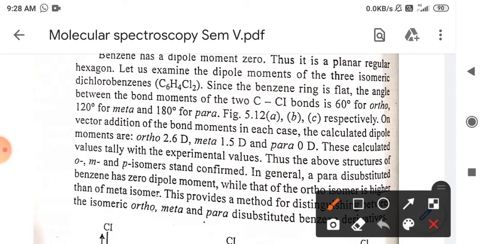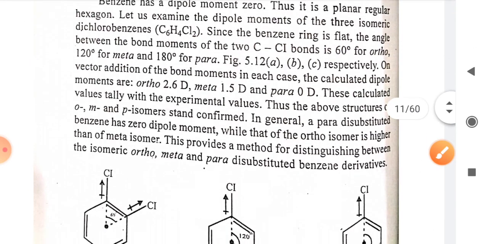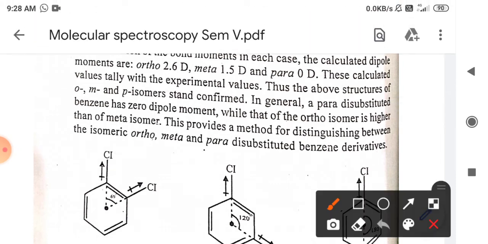Now let us see the three isomeric forms of dichlorobenzene: ortho isomer, meta isomer and para isomer. Since the benzene ring is flat, the angle between the carbon-chlorine bonds is 60 degrees for the ortho isomer, 120 degrees for the meta isomer and 180 degrees for the para isomer. On vector addition of the bond moments, the calculated dipole moments come out to be around 2.6 D for ortho, 1.5 D for meta and 0 D for the para isomer. These calculated values tally with the experimental ones, so the structures of the ortho, meta and para isomers are confirmed.